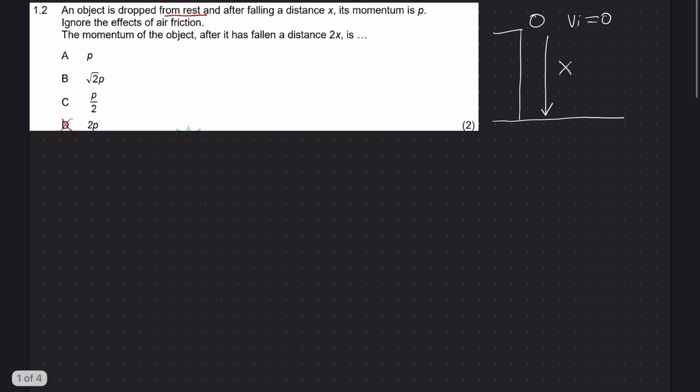Let's look at why. So let's start off by drawing a sketch. So we can have some building, and here's our object. Let's say it's a ball. Now its initial velocity is 0, and that's because they tell us that it's released from rest. Now it falls a distance x, and it hits the ground with some velocity. Let's call it v. And of course, there's acceleration, or there's gravity acting on it, so there will be an a value.